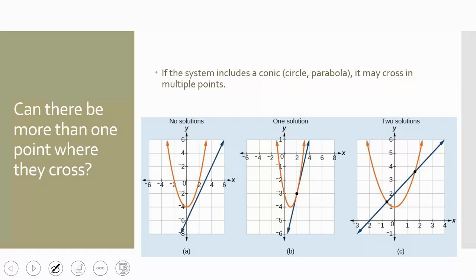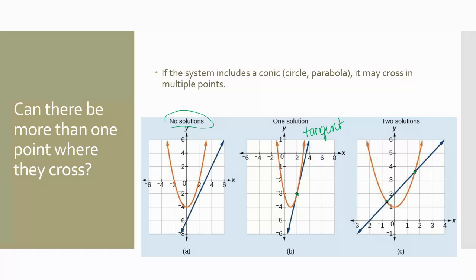Okay. Now the question comes up: can there be more than one point where they cross? The answer is yes, if, and this is a big if, the system includes some sort of curve. Okay. So a conic, like we've talked about, a circle or a parabola, the line could cross in more than one spot. Now you still have that option of where it doesn't cross at all. So maybe there's no solution because they don't touch. There could be one solution where they touch at one spot. This is called a tangent line. A line that touches a curve in exactly one point is called tangent.